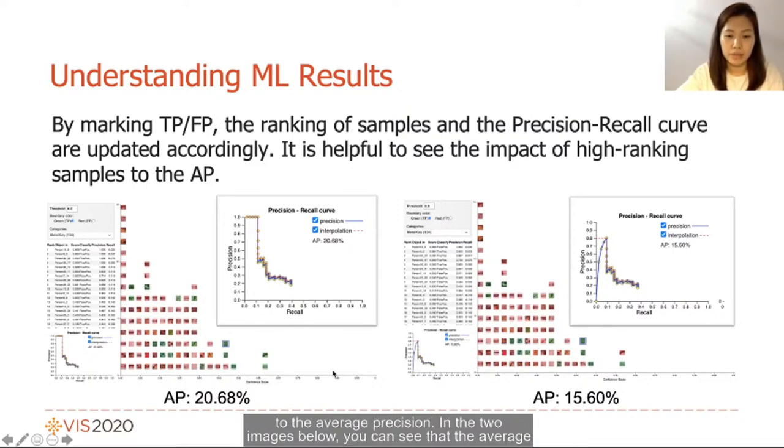In the two images up below, you can see that the average precision here is about 20%, and this one is about 15%. But the marking of true positive and false positive are largely similar. The only difference is the one with the highest ranking. You can see that this one is marked as true positive, and this one is marked as false positive. And this small difference can make the precision and recall curves largely different here and here. And then it leads to the differences in the average precision.